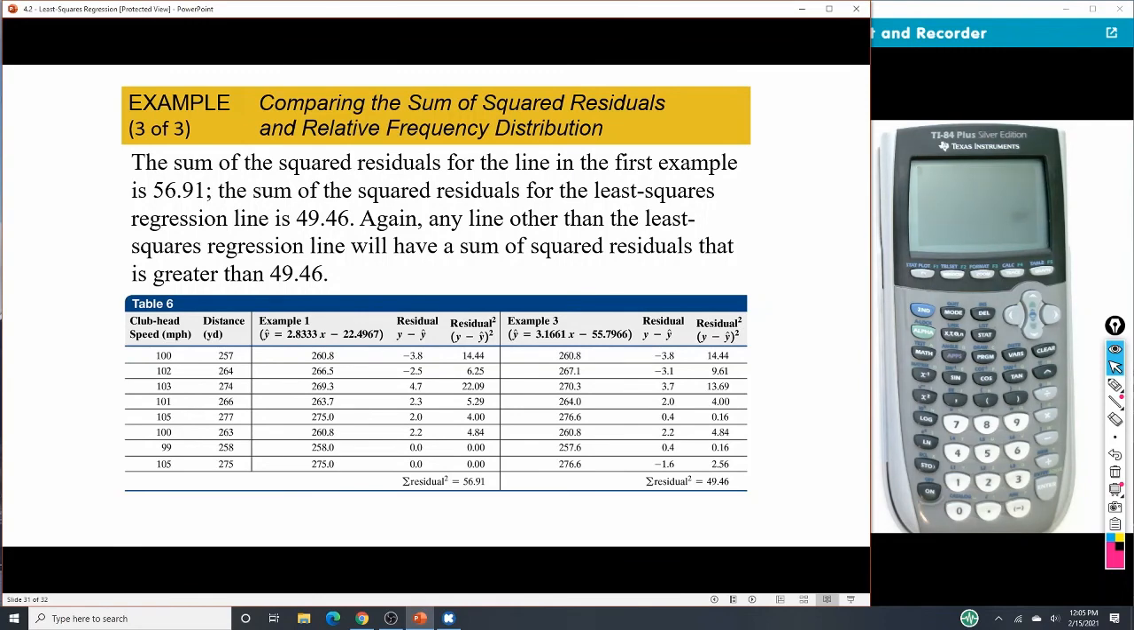For our least squares regression, the example 3 piece over here, we're getting 49. Everything else should be greater than that. That's the closest it's ever going to be, because it minimizes those things. Our other one is greater here at 56, because that was only 2 points that we used compared to using all our points.